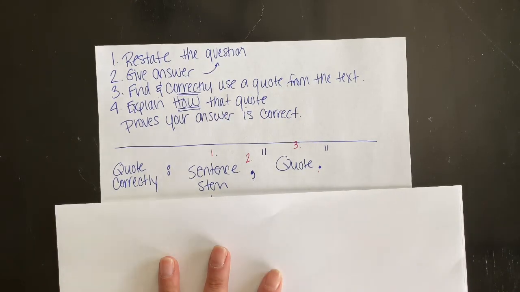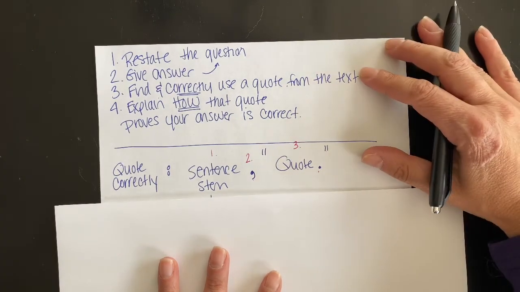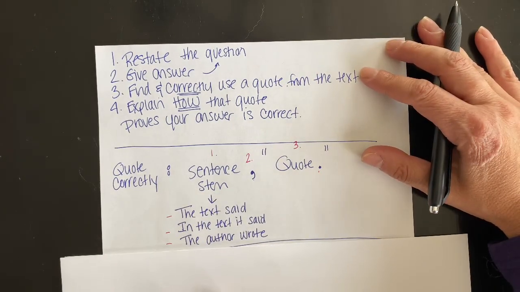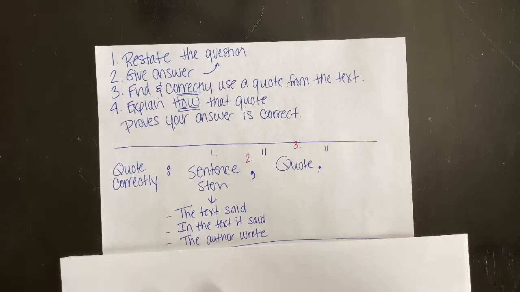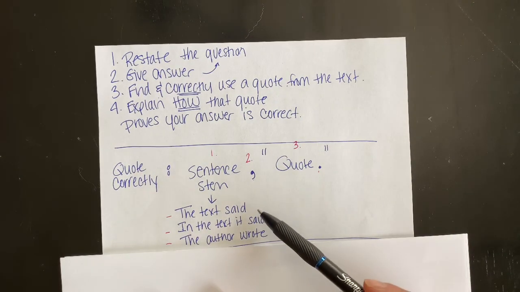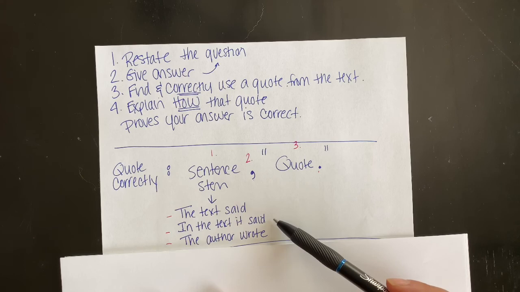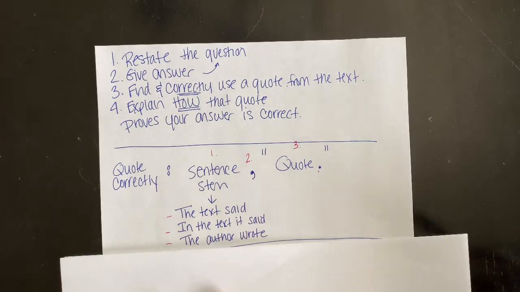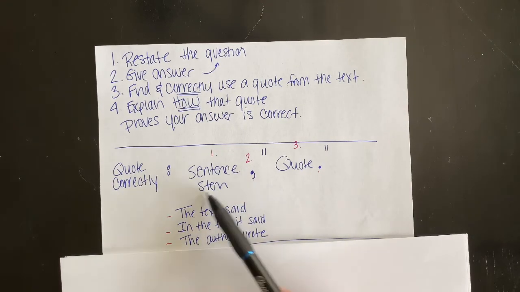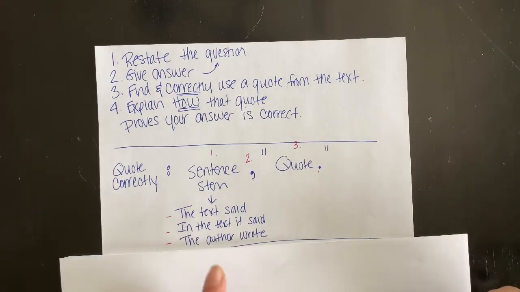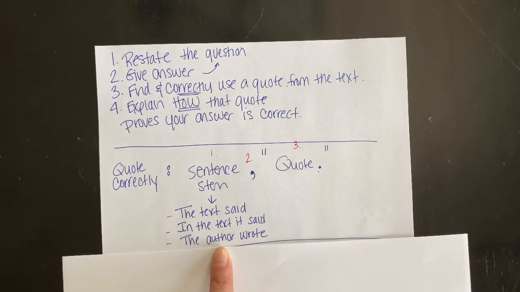Number one, you should have some sort of sentence stem. A sentence stem is something that looks like this. It could be one of these three: the text said, in the text it said, or the author wrote. Or it can even be a combination of these. The purpose of a sentence stem is to let the person who's reading your answer know that you're about to share something from the text. It's just plain good writing.